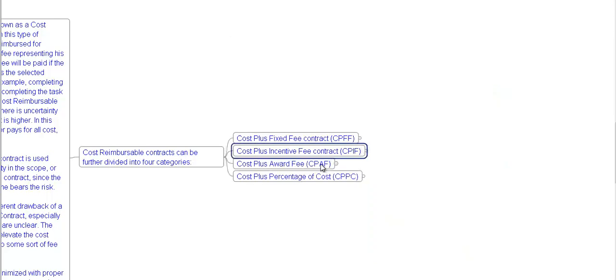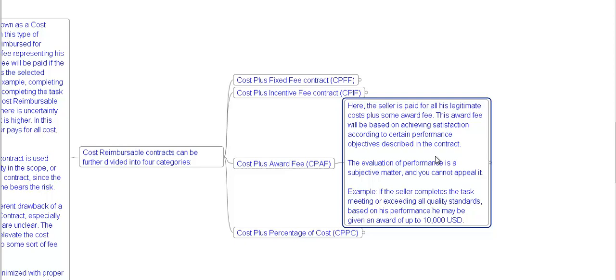Cost plus award fee. Here the seller is paid for all his legitimate cost plus some award fee. This award fee will be based on achieving satisfaction according to certain performance objectives described in the contract. The evaluation of the performance is a subjective matter and you cannot appeal it. Example, if the seller completes the tasks meeting or exceeding all quality standards, based on his performance, he may be given an award of 10,000 US dollar.